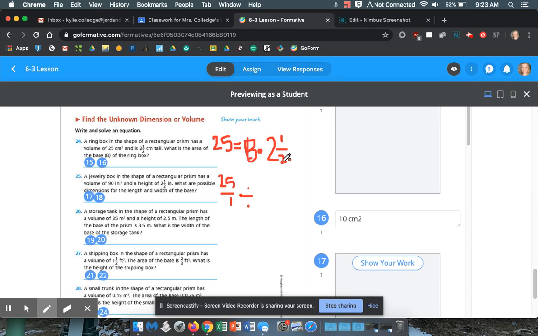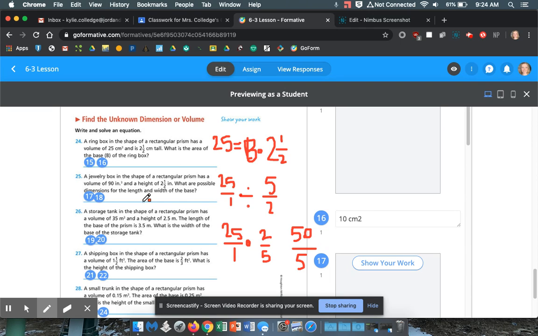So 2 times 2 is 4 plus 1 is 5. But remember, before you divide, you flip it. So we have 25 over 1 multiplied by 2 over 5. Remember, you flip it when you have division to make it multiplication. So 25 times 2 is 50. 5 times 1 is 5. So 50 divided by 5 is 10. So we have 10 centimeters squared as our base.